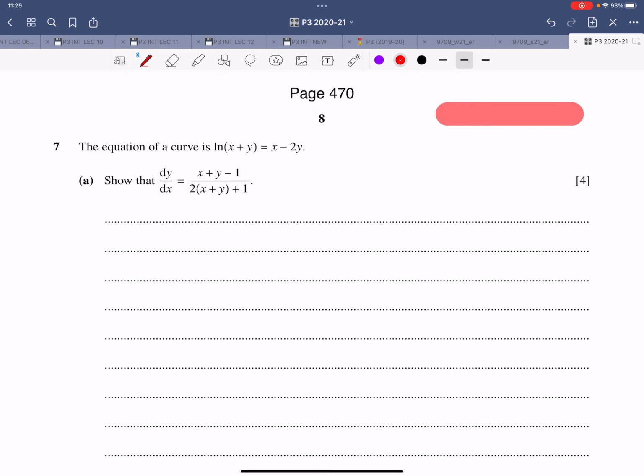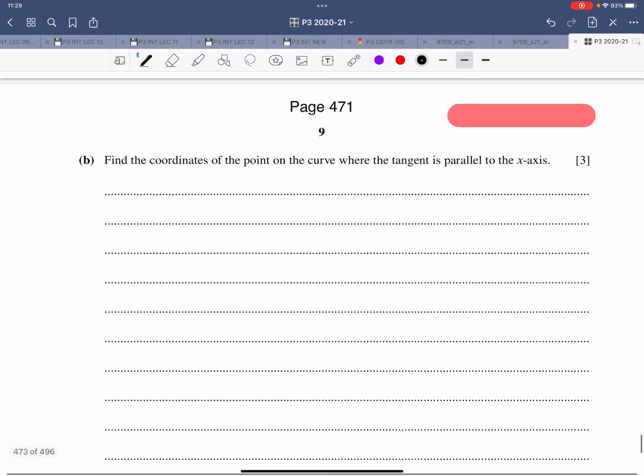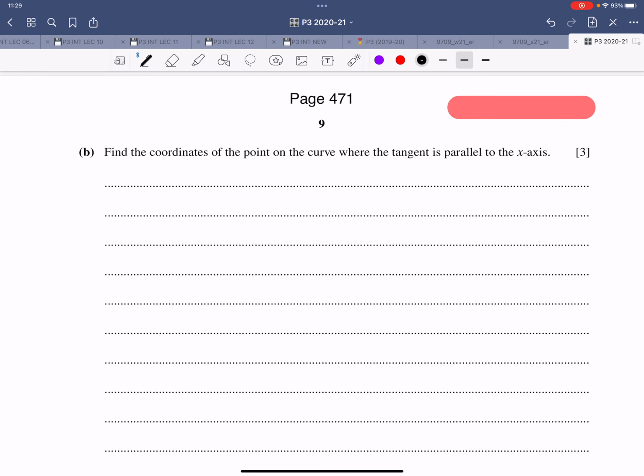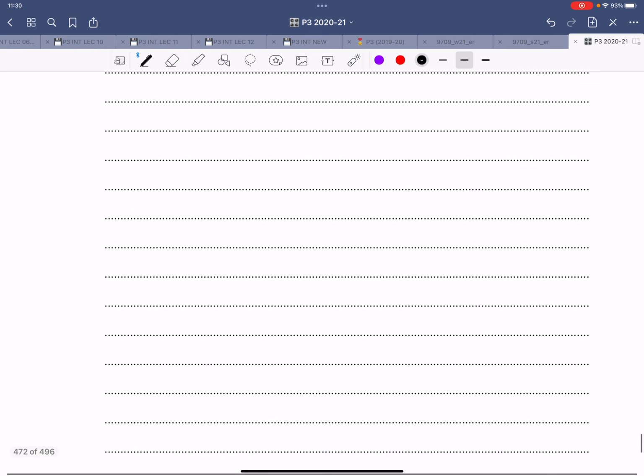Question number 7. What is this question all about? This question looks like implicit differentiation. That is the first part. And then the second part, when the tangent is parallel to the x-axis, so differentiation continued. When it's parallel to the x-axis, gradient is 0. In other words, dy by dx is 0. In other words, numerator over denominator is 0. In other words, numerator is 0. So I just wrote the basics of this particular thing.